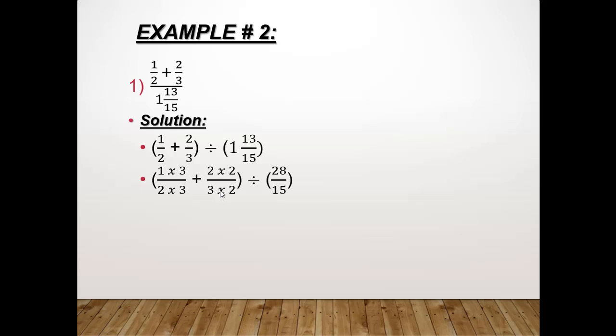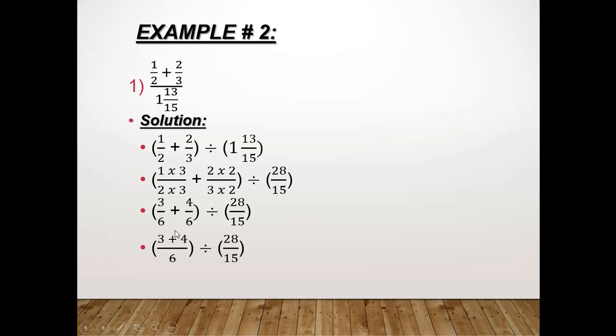Okay. And on the right hand side of the division sign, it is also a mixed fraction. So I just multiply 15 by 1, which is 15, and then add in the numerator, which is equal to 28 divided by 15. Then I just simply multiply the values. 3 times 1 is 3, 2 times 3 is 6, plus 2 times 2 is 4, 3 times 2 is 6. And the right side value I've written over here as it is.